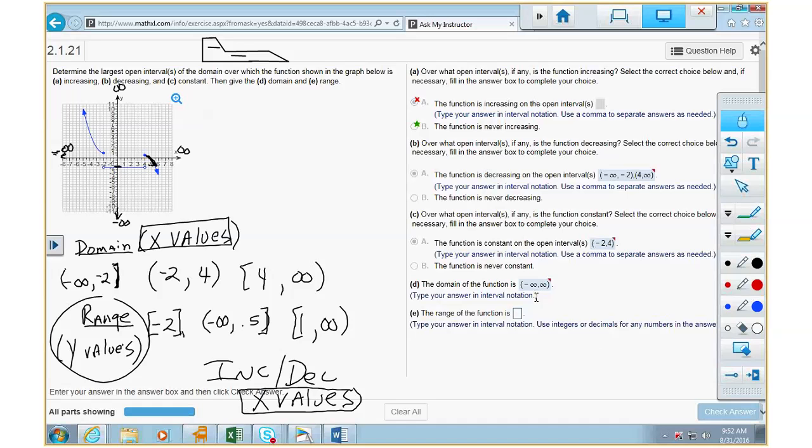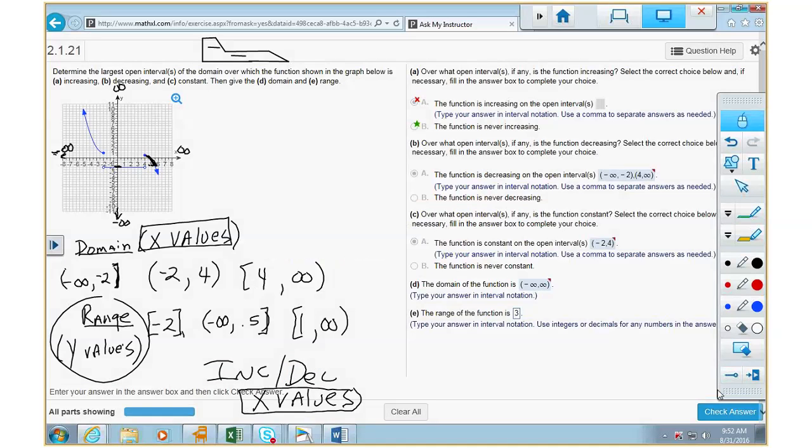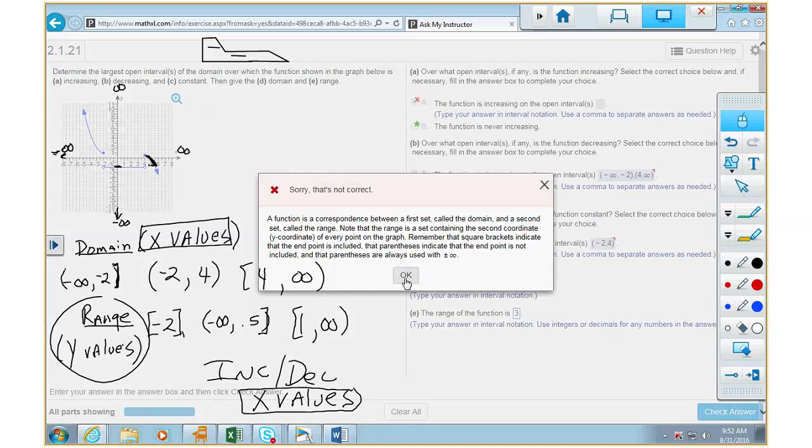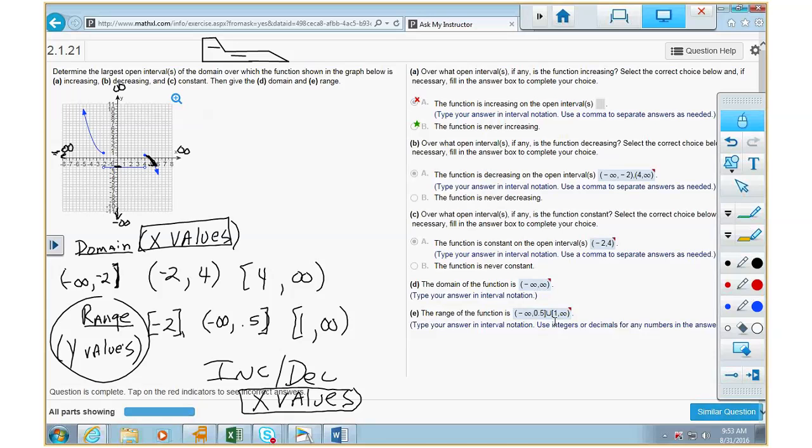The range of the function, I would say negative infinity to positive infinity, because even though this is halfway through, you've got this arrow and this arrow, and they don't line up. So the range is negative infinity to 0.5, and then from 1 to positive infinity.